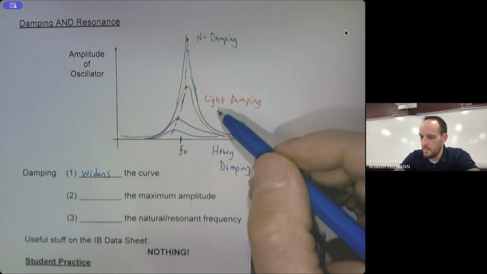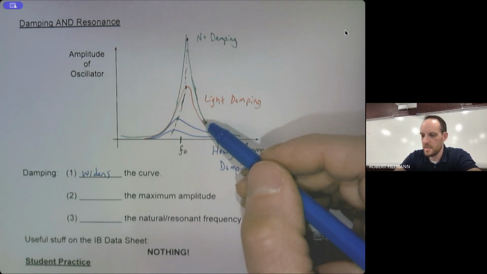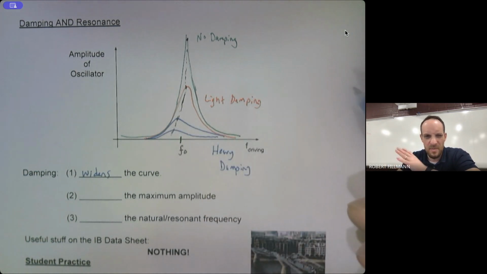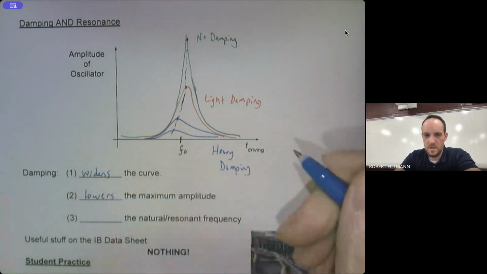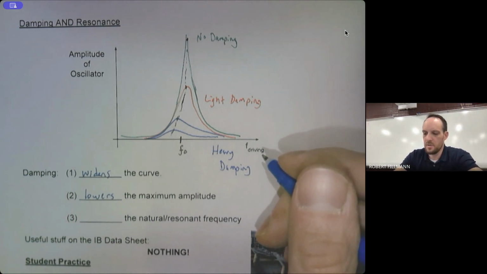So if there's little damping, you really got to nail that frequency in order to get it to resonate. But it's a little bit more forgiving when you have damping. You can just be close to it and still make some resonance happen. It lowers the maximum amplitude. You're not going to be able to add up to infinite amplitudes because friction is taking energy away.